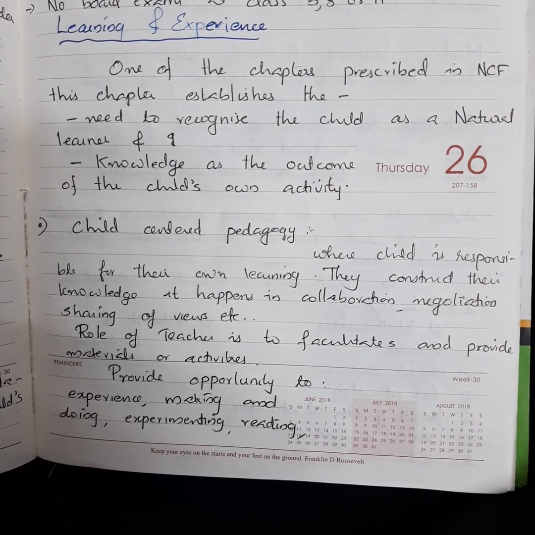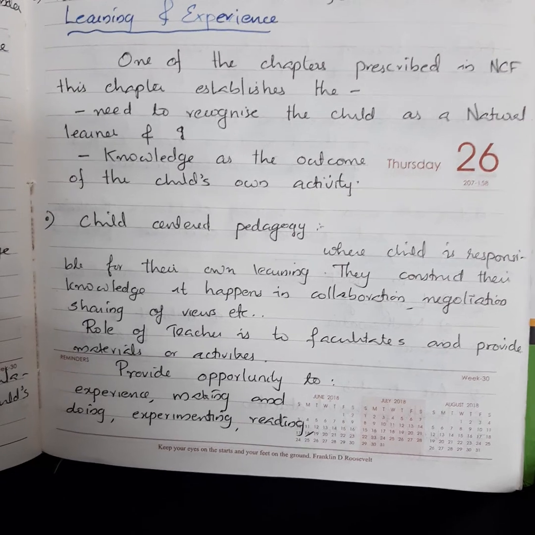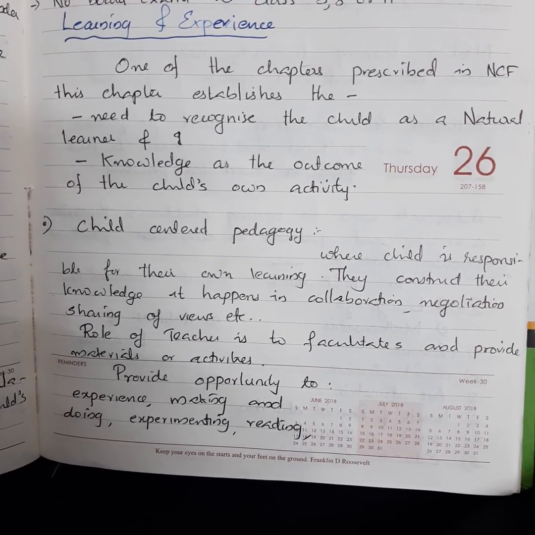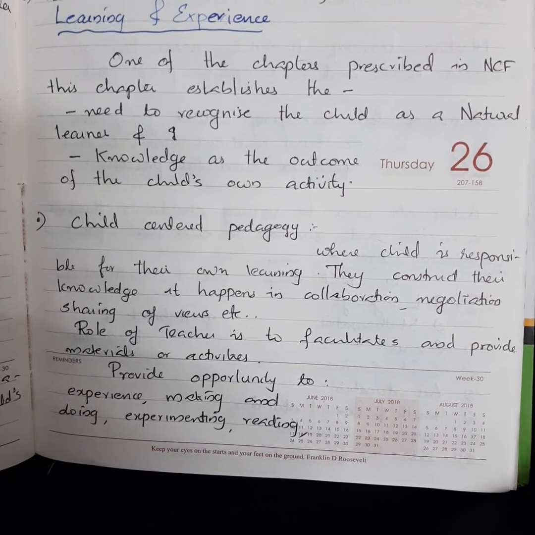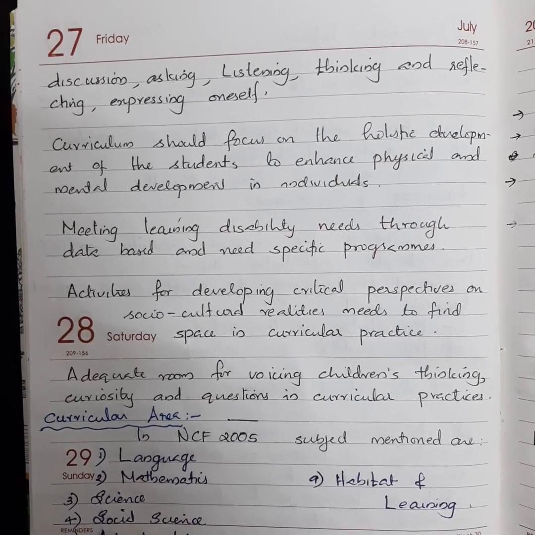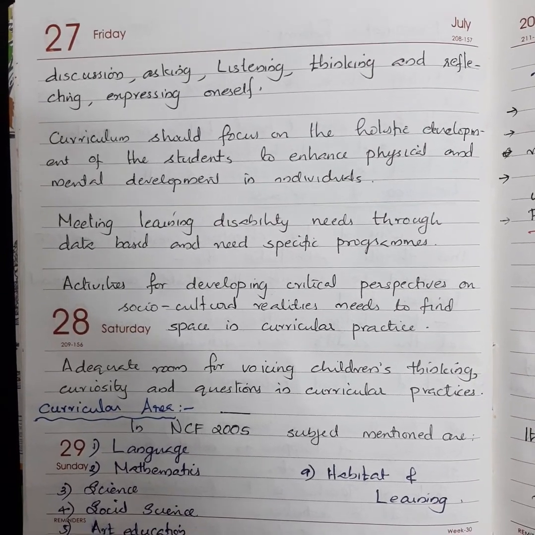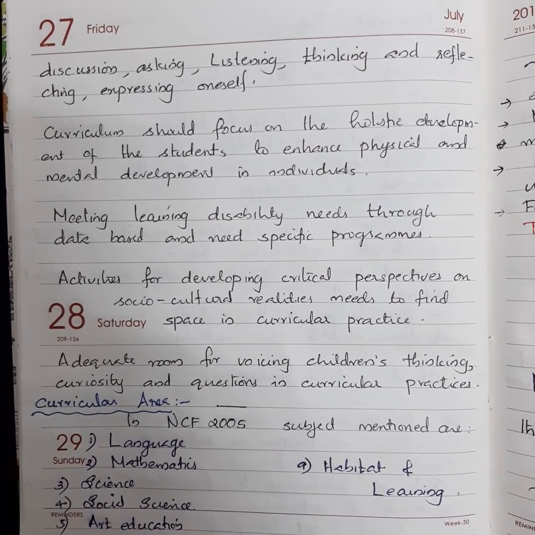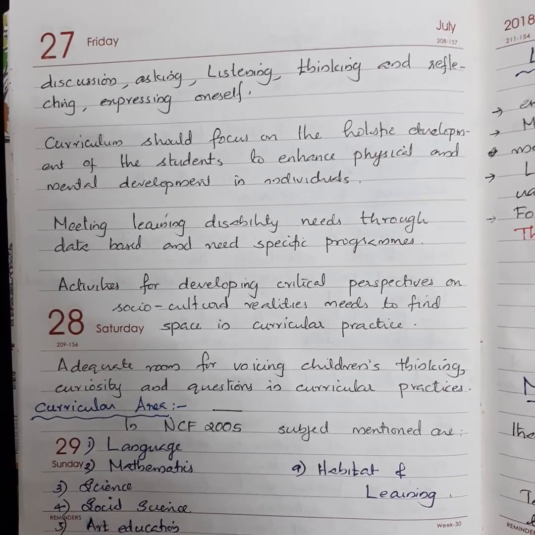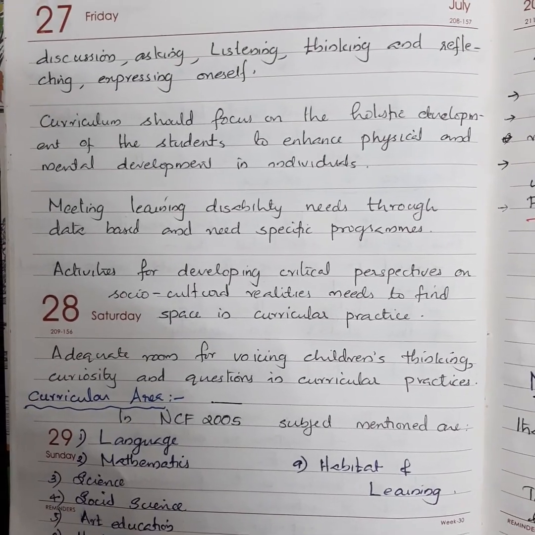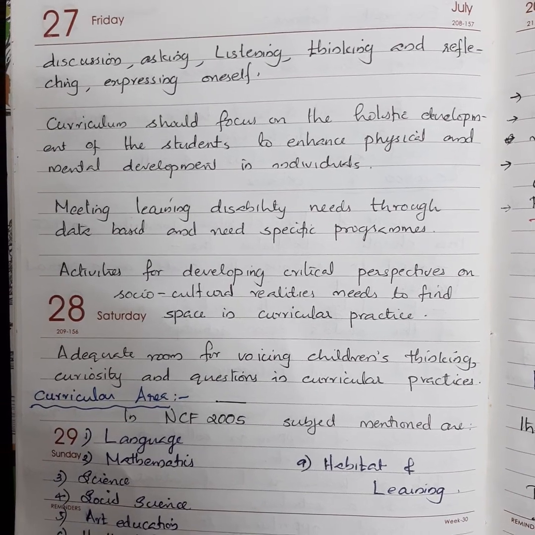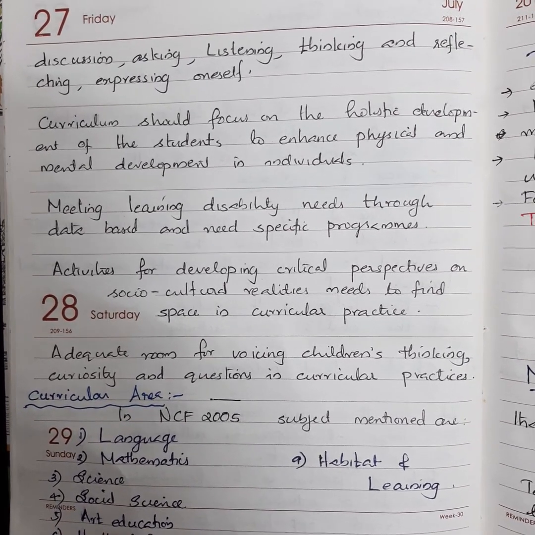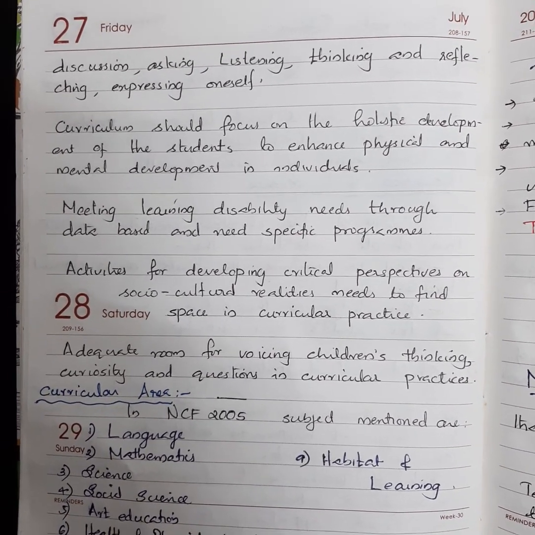Teachers should provide opportunity for children to experience making and doing, experimenting, reading, discussion, asking, listening, thinking and reflecting and expressing oneself. These are the strategies mentioned in NCF 2005 for child-centered pedagogy.